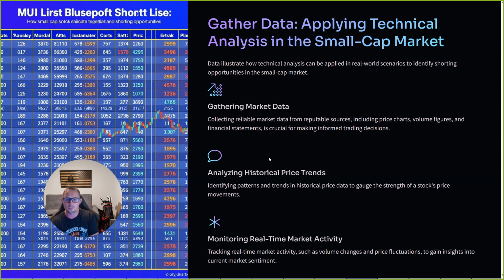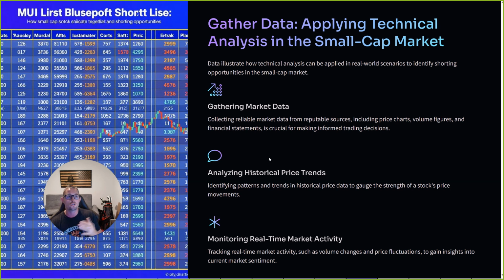Collecting reliable market data from reputable sources, including price charts, volume figures, and financial statements, is crucial for making informed trading decisions. I cannot stress this enough, because at the very beginning of my trading, I didn't track anything at all. You have to track, or you have no idea if the market shifts. At the very beginning of my trading, everything just worked.